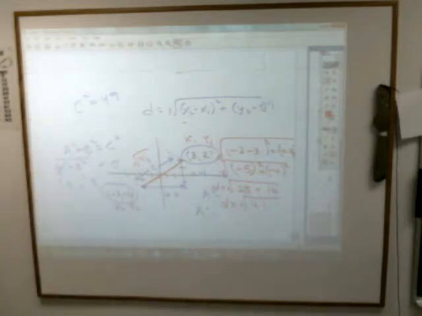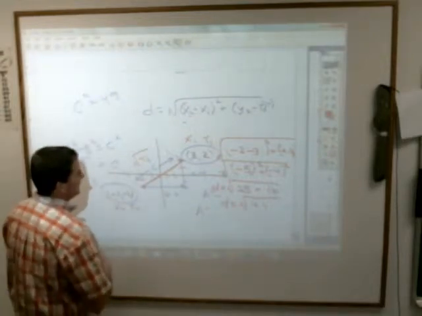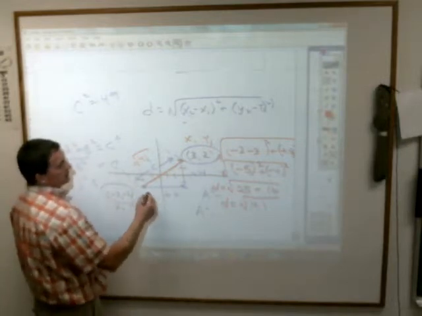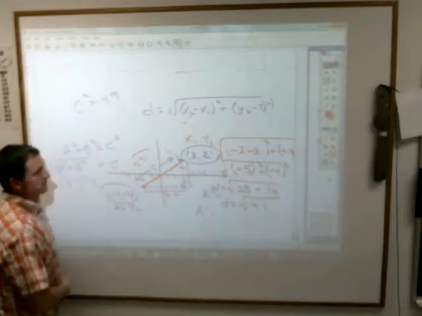If you were guessing the square root of 41, you would guess what? Between 6 and 7. Which makes sense, right? Because this was 5 and this was 4.